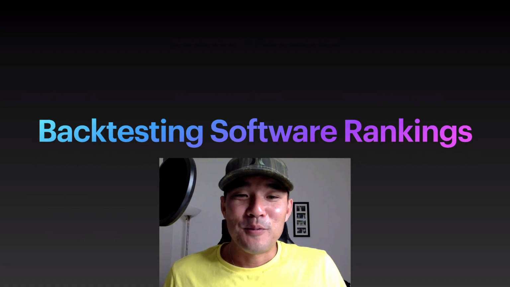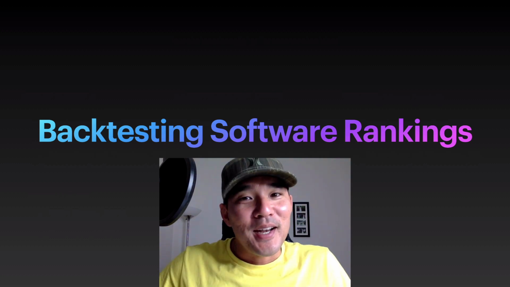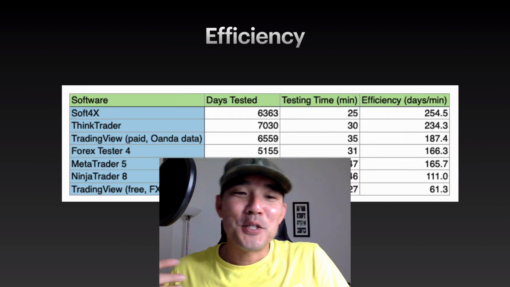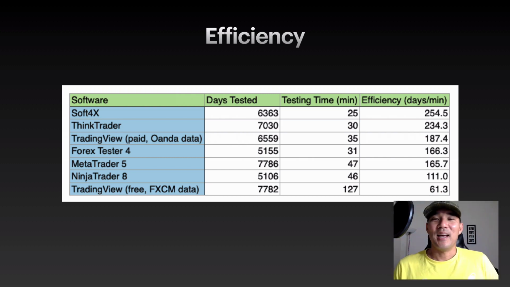All right, now here's what you've been waiting for: the software rankings in each category. Before we do that, however, let's take a look at the efficiency of each test. Now, I mentioned that the timer that you saw in the upper right corner might not be a true representation of how efficient the software is. So this is how I'm going to measure the efficiency. I'm going to take the number of days tested in the historical data and divide that by the amount of time it took to do the test. And that will give us our efficiency in days tested per minute.